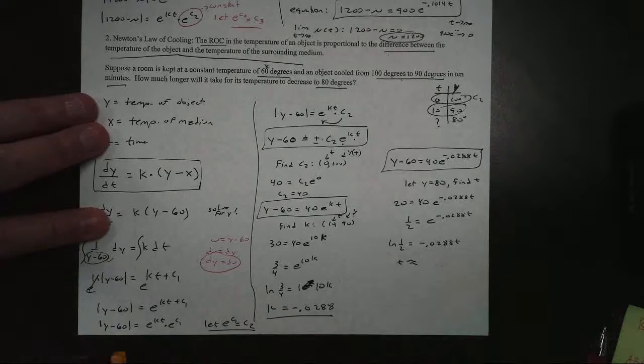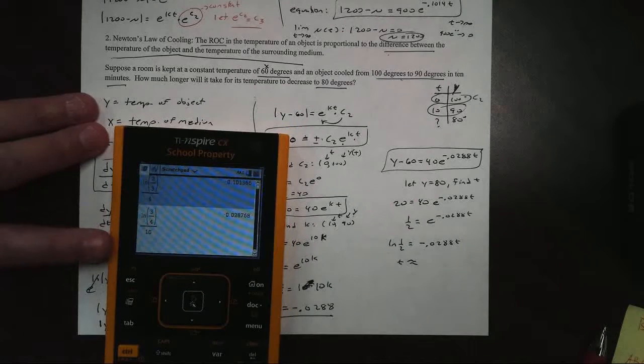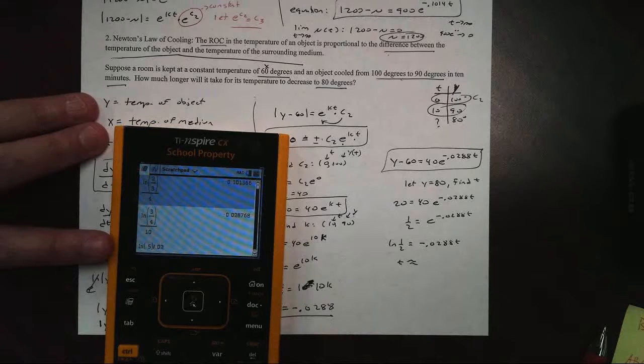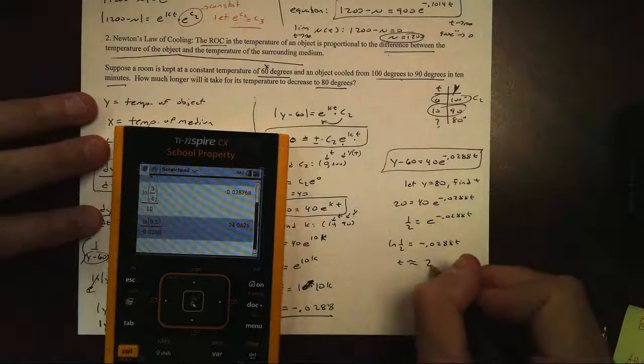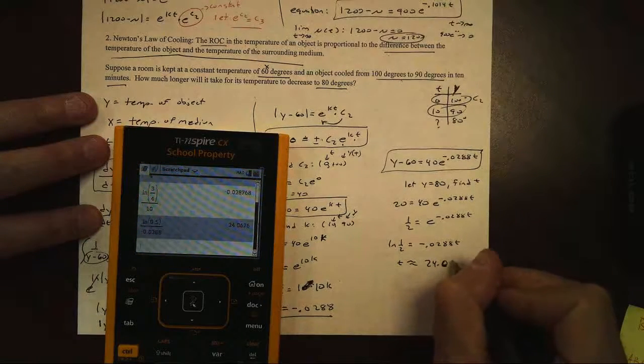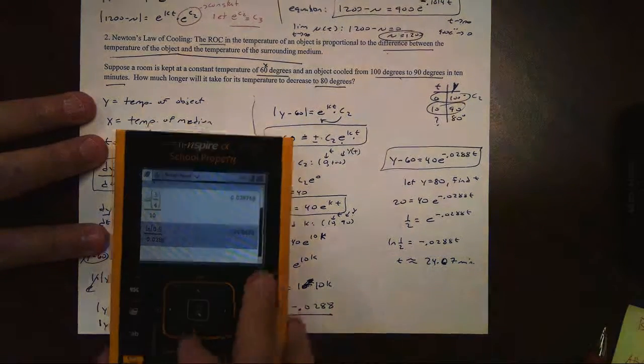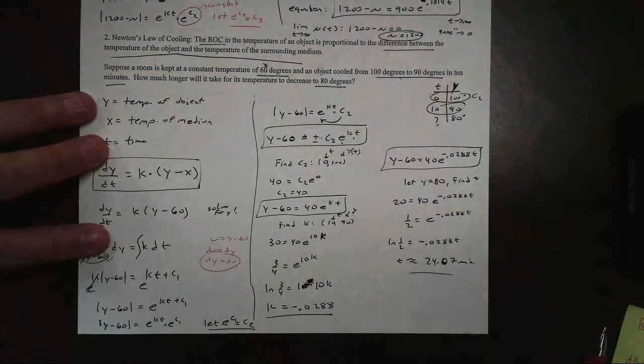And let's see what we get here for time. If I take the natural log of 0.5 and I divide that by negative 0.0288, I hit enter, and we get about 24.07 minutes. Now, you've got to be really careful.